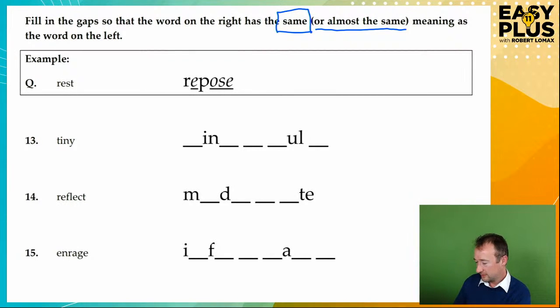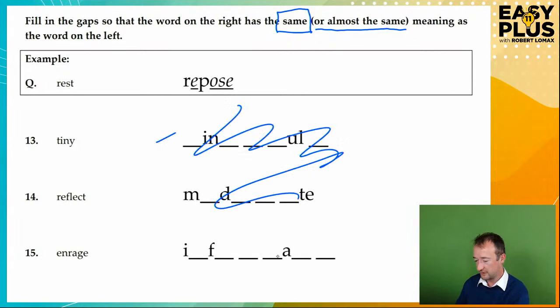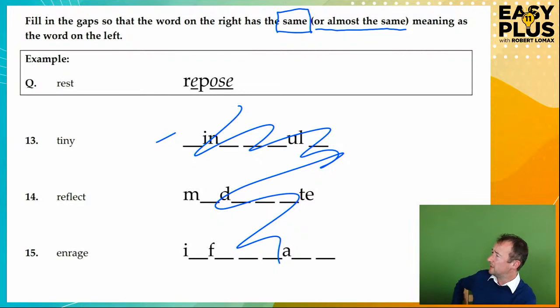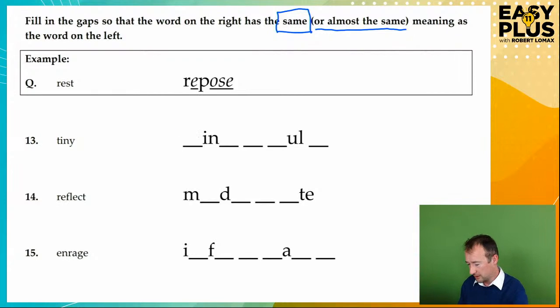So, same meanings. Tiny. Before we get lost in the letters on the right, I'm just covering them with my hand, but you can't see me doing that. There we are. Before we get caught up in this, just think about the word on the left. So, tiny. What's similar to tiny? Tiny, small, very small, petite. Just have those thoughts buzzing around your head before you focus too much on the letters here on the right.